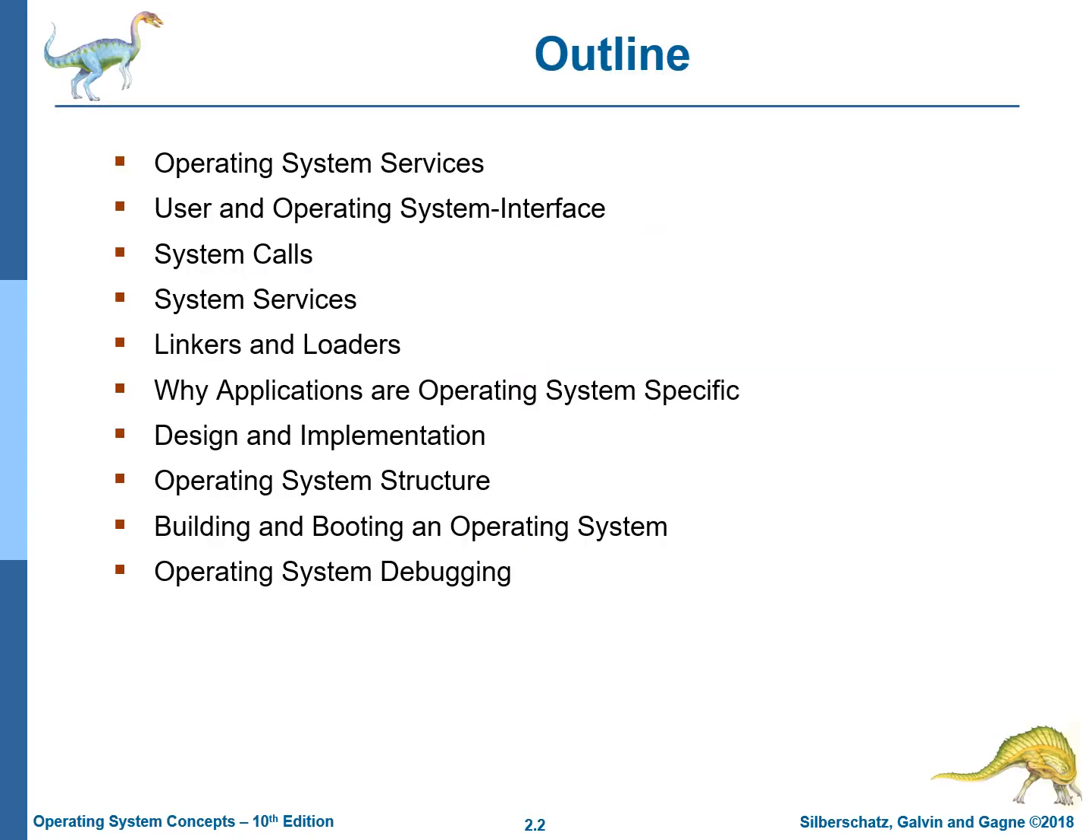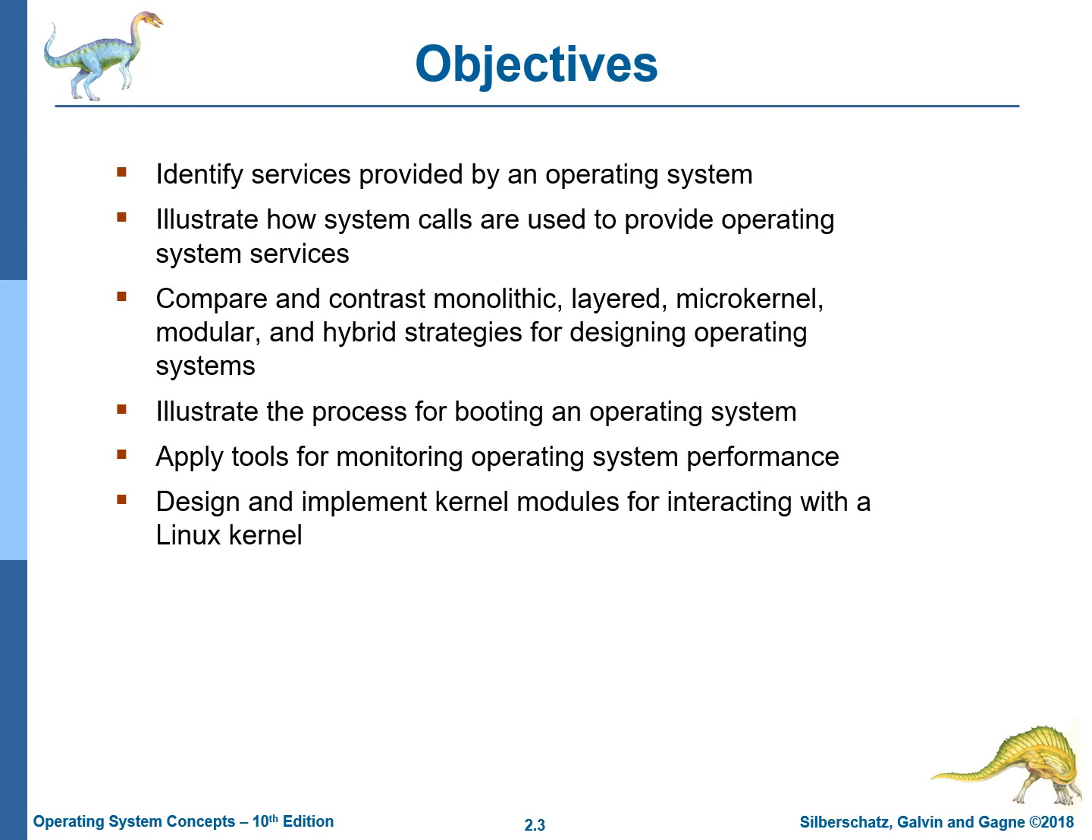Okay, so this is an outline of what we're going to be learning today. The objectives that we're going to achieve from this chapter are to identify services provided by an operating system, to illustrate how system calls are used to provide operating system services, to compare and contrast monolithic, layered, microkernel, modular, and hybrid strategies for designing operating systems, to illustrate the process for booting an operating system, to apply tools for monitoring operating system performance, and to design and implement kernel modules for interacting with a Linux kernel.